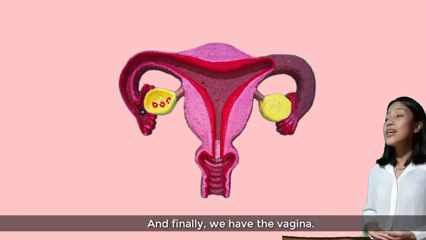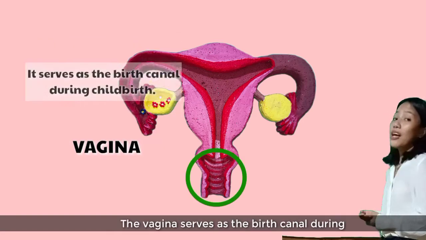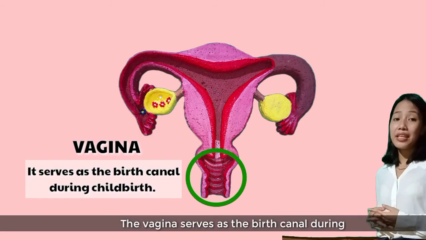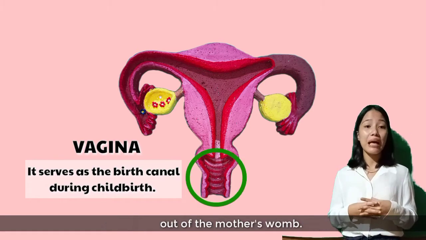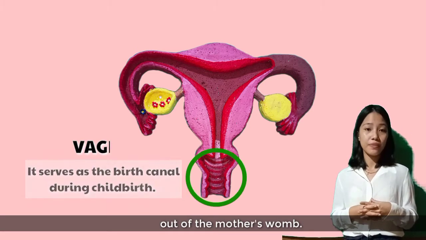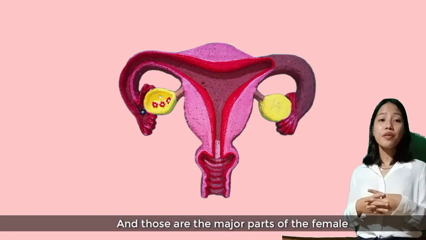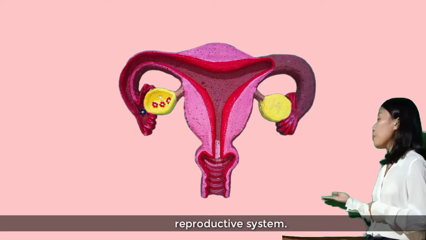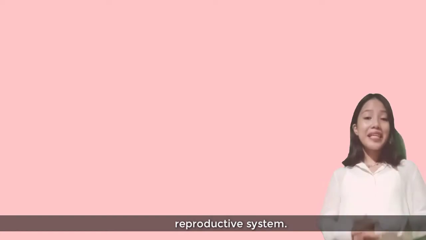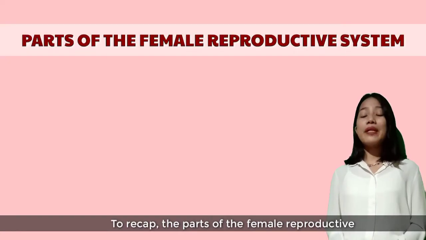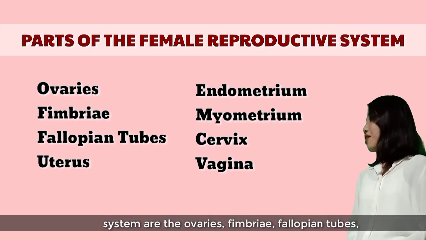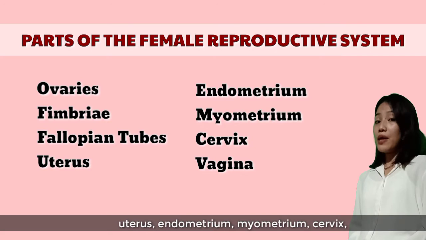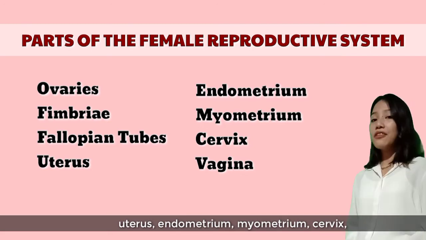And finally, we have the vagina. The vagina serves as the birth canal during childbirth, and thus it is where the baby comes out of the mother's womb. And those are the major parts of the female reproductive system. To recap, the parts of the female reproductive system are the ovaries, the fimbriae, fallopian tubes, uterus, endometrium, myometrium, cervix, and the vagina.